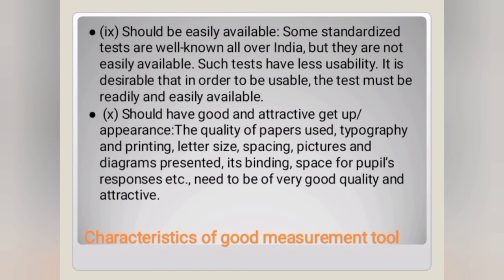Tenth one should have good and attractive get-up appearance. The quality of paper used, typography and printing, letter size, spacing, pictures and diagrams presented, its binding, space for pupils' responses, etc. need to be of very good quality and attractive.